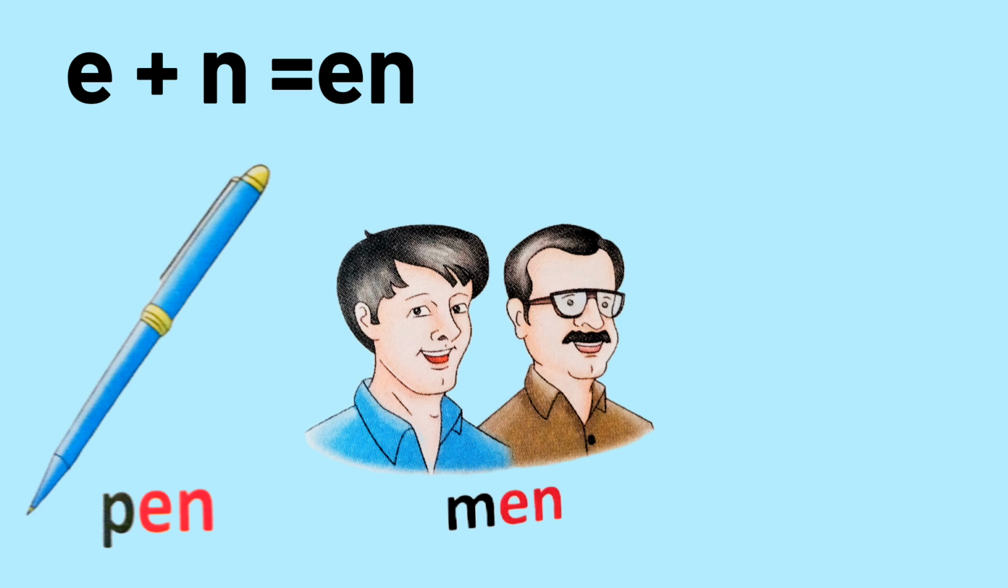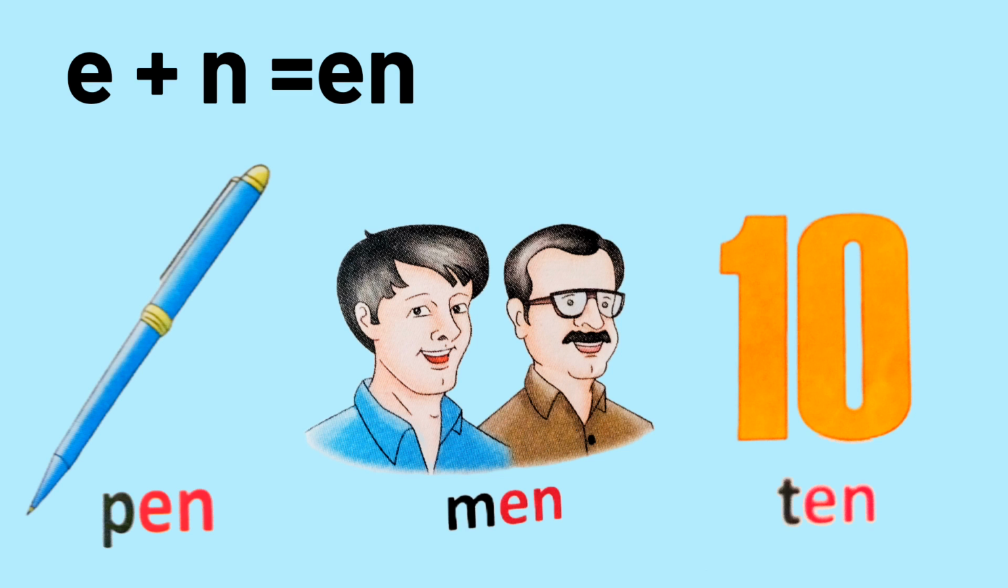Now, in the second example, you can see that it is M-E-N. You know that EN sounds like EN and M sounds like M. So when we pronounce them together, it gives us men.